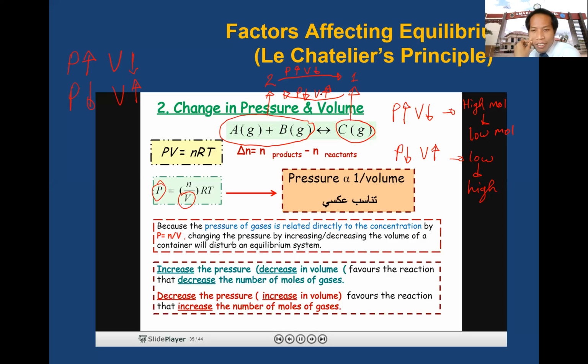Don't write the Arabic. It is penampakan aja. Okay, is it clear?